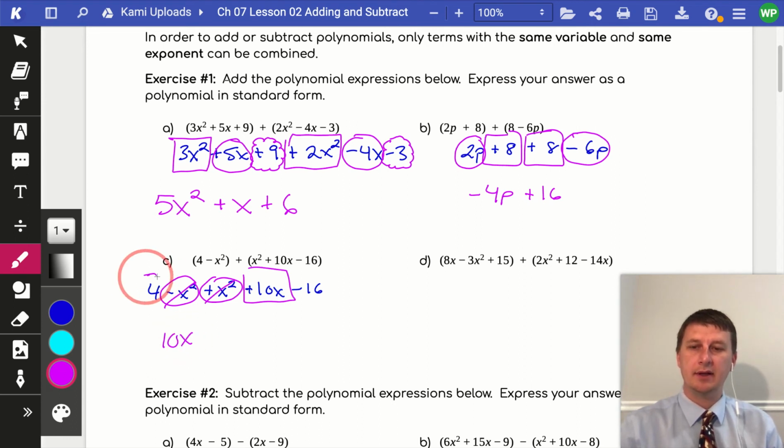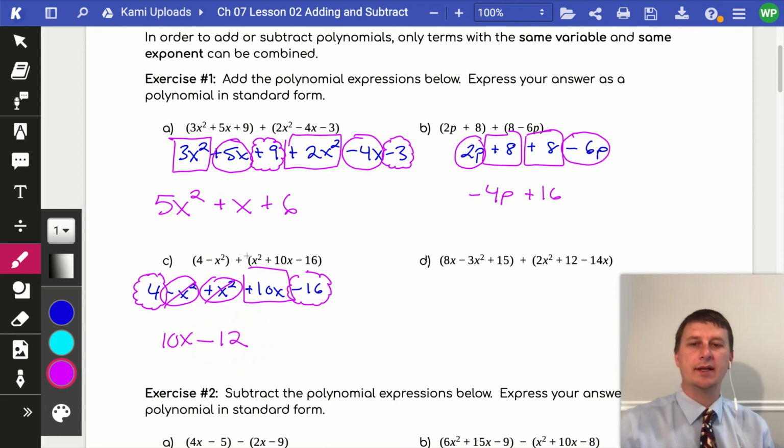And then finally, I'm going to have a 4 and a minus 16. And I know that 4 minus 16 is negative 12. So when I simplify this and place it in standard form, I'm going to have 10x minus 12.